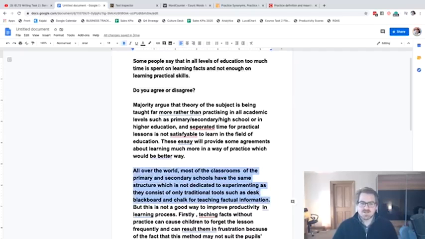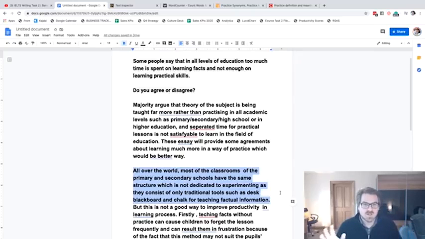We would call this like a shotgun approach, where the person looks at the general topic and they would then just write as many different things related to the general topic. So this general topic is education, and try and cram in as many big words as possible, with the hope that the examiner will somehow magically look at those words and be like, oh my God, this person said experimenting and dedicated and secondary school and blackboard and teaching factual information. They know a lot of vocabulary.